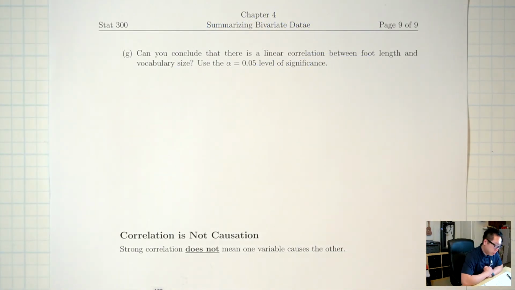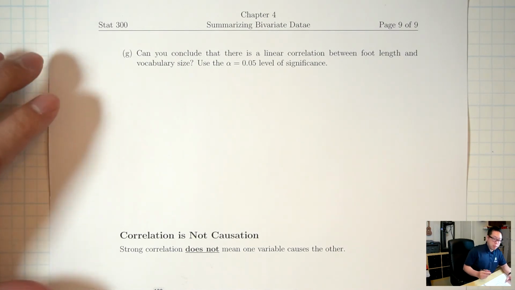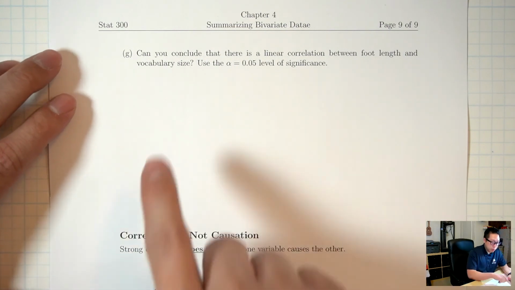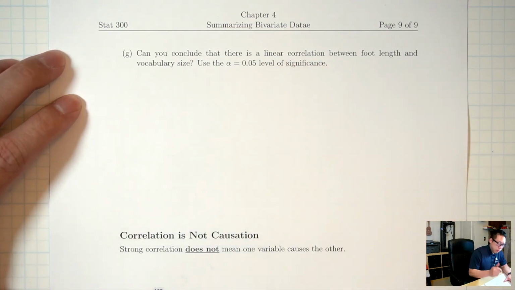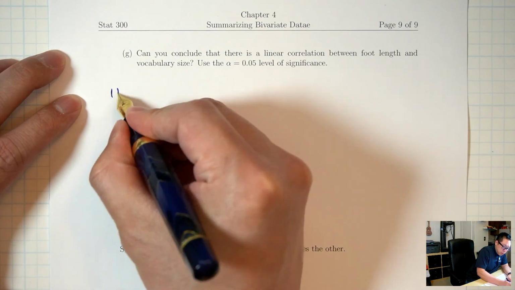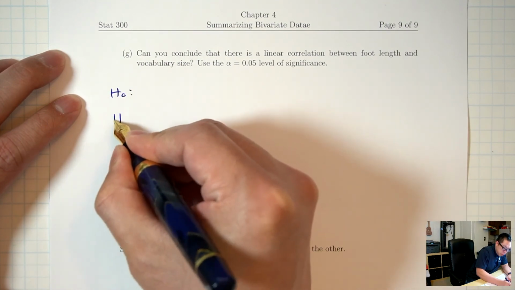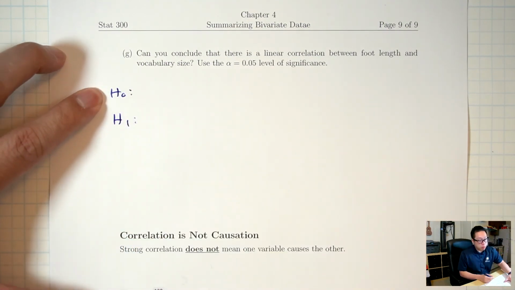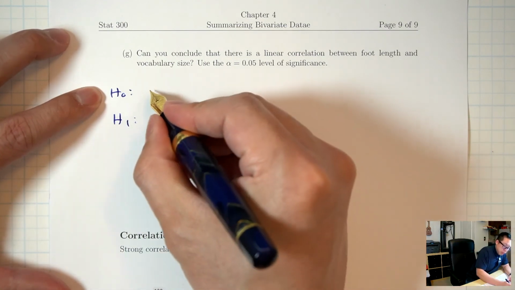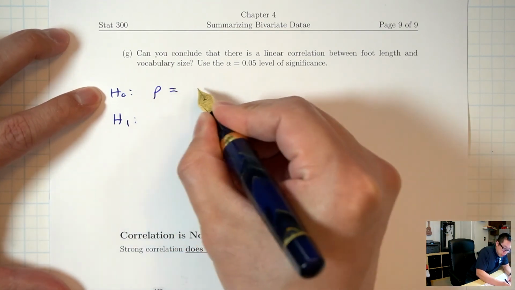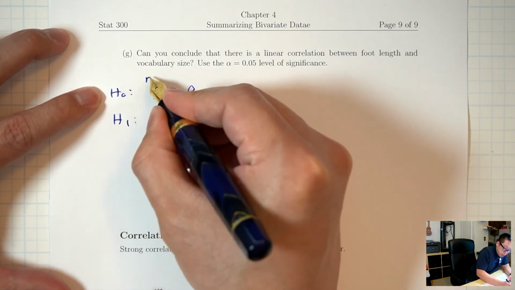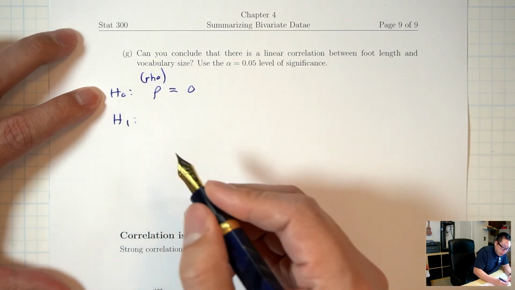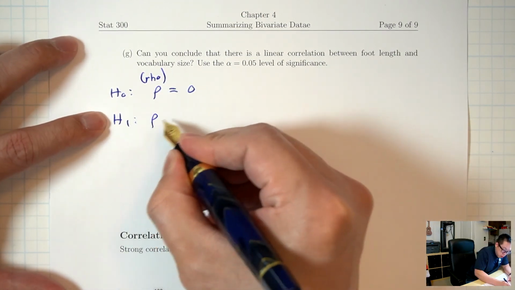Part G. Can you conclude that there's a linear correlation between foot length and vocabulary size? This is the hypothesis test. For a test for linear correlation, I'm only going to ask for the H0, H1. The H0 for a test for linear correlation is going to say rho equals 0. This is the Greek letter rho. H1 is going to say rho not equal to 0.